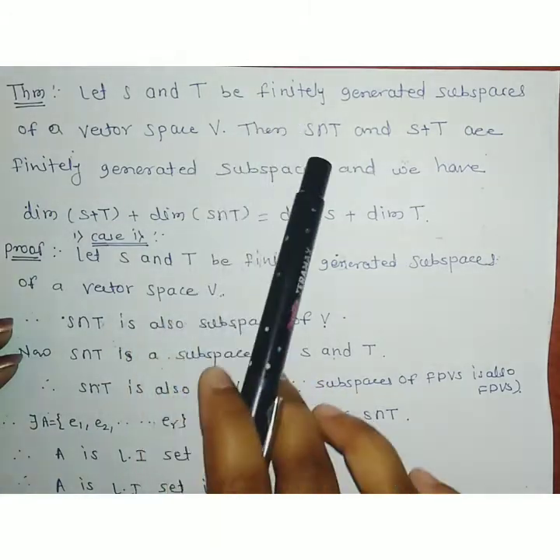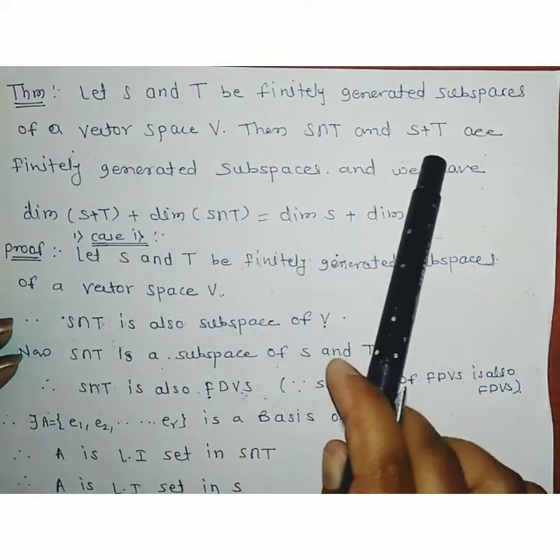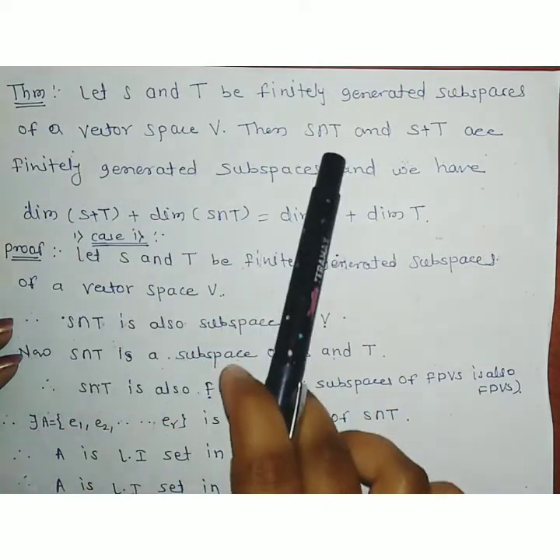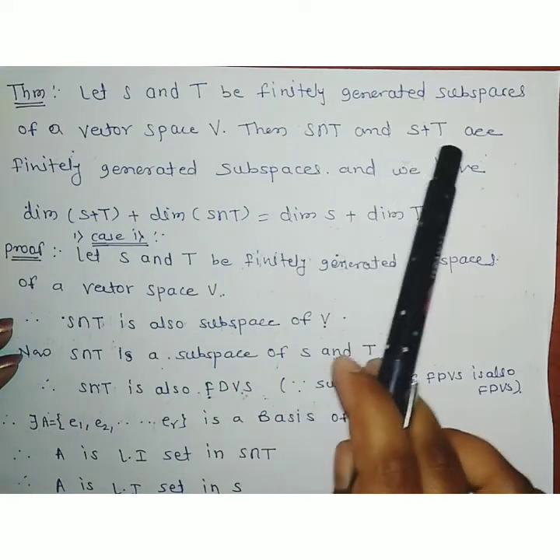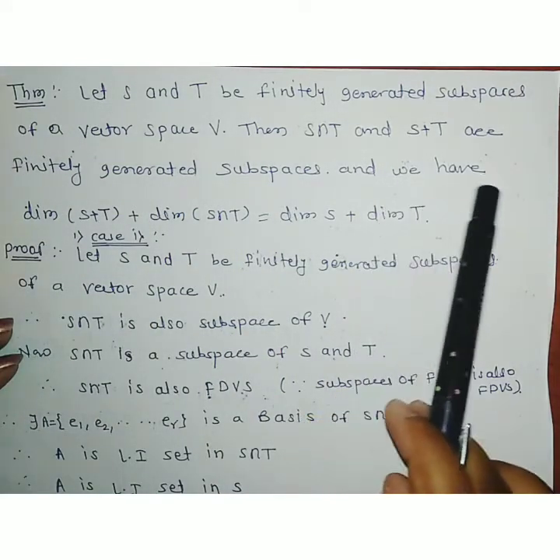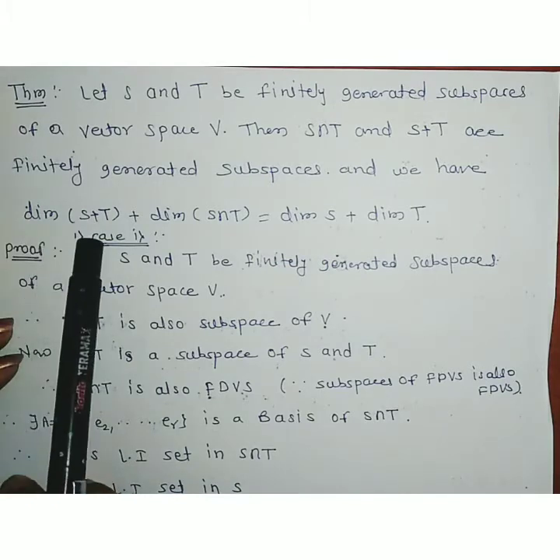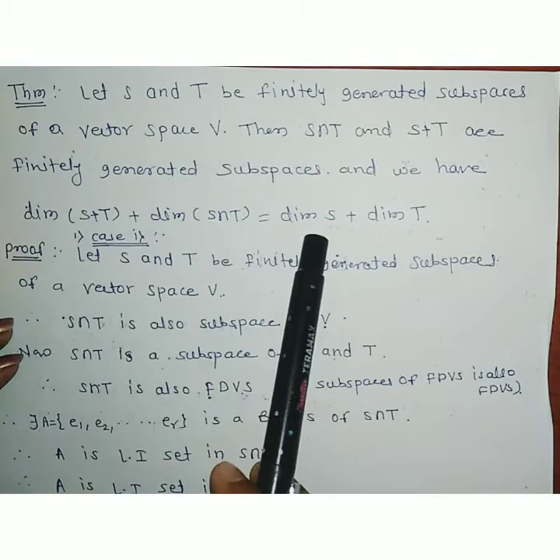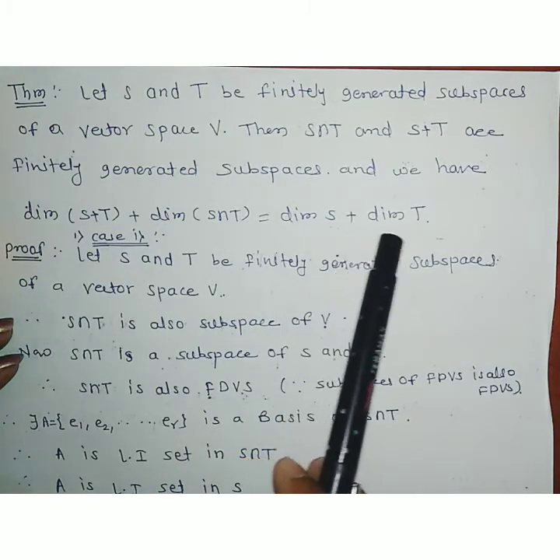Then what do we have to show? S intersection T and S plus T are finitely generated subspaces. This is what we have to show first: S intersection T and S plus T are again finitely generated subspaces. Okay, and we have dimension of S plus T plus dimension of S intersection T is equal to dimension of S plus dimension of T.